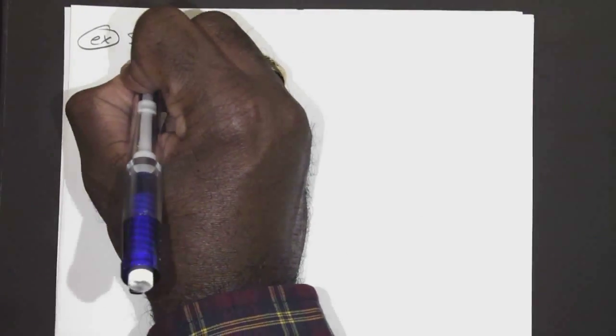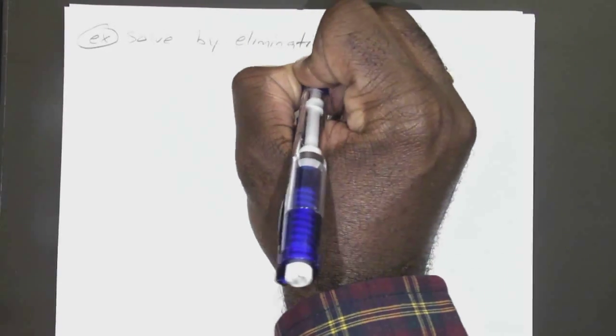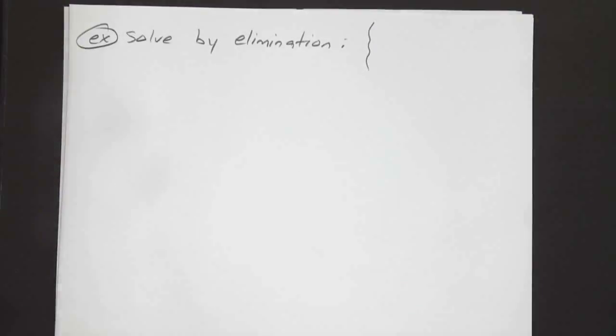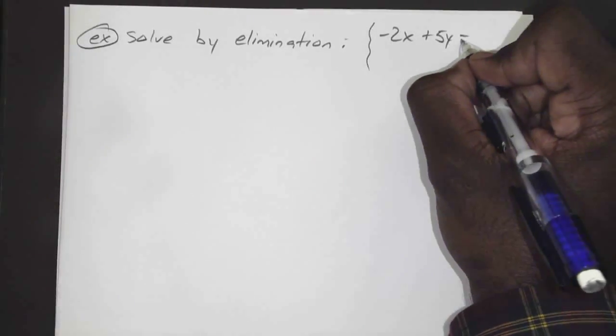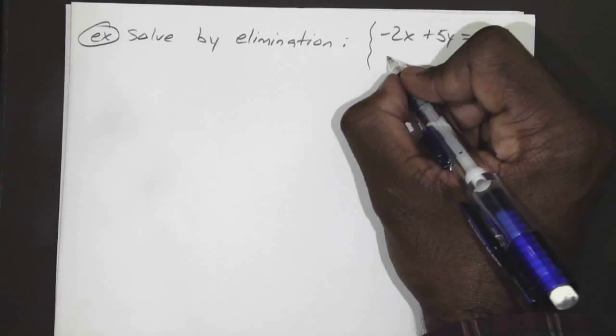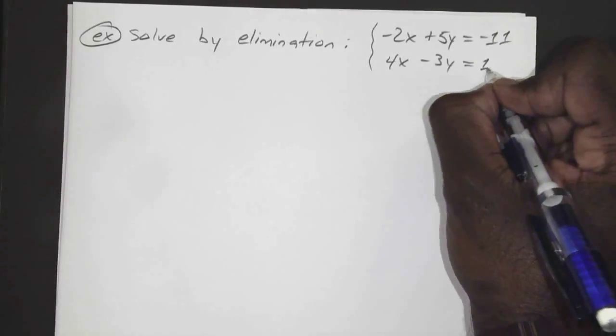All right, so let's say we want to solve by elimination. We have negative 2x plus 5y equals negative 11. And if we have 4x minus 3y equals 15.